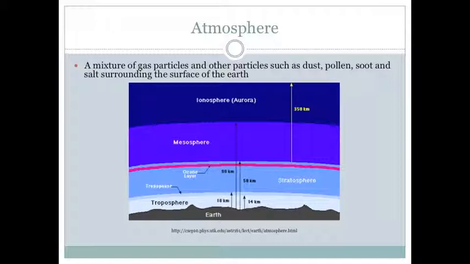The atmosphere is a mixture of gas molecules and other particles such as dust, pollen, soot, and salt surrounding the surface of the Earth. It is held in place by gravity and is composed of 78% nitrogen, 21% oxygen, and 1% argon, carbon dioxide, and other miscellaneous particles. These particles, often being no more than a few molecules large, have diameters ranging from generally 5 nanometers to 20 nanometers long. In fact, it is this relationship between the small size of the particles and the wave properties of light that cause the sky to become blue.